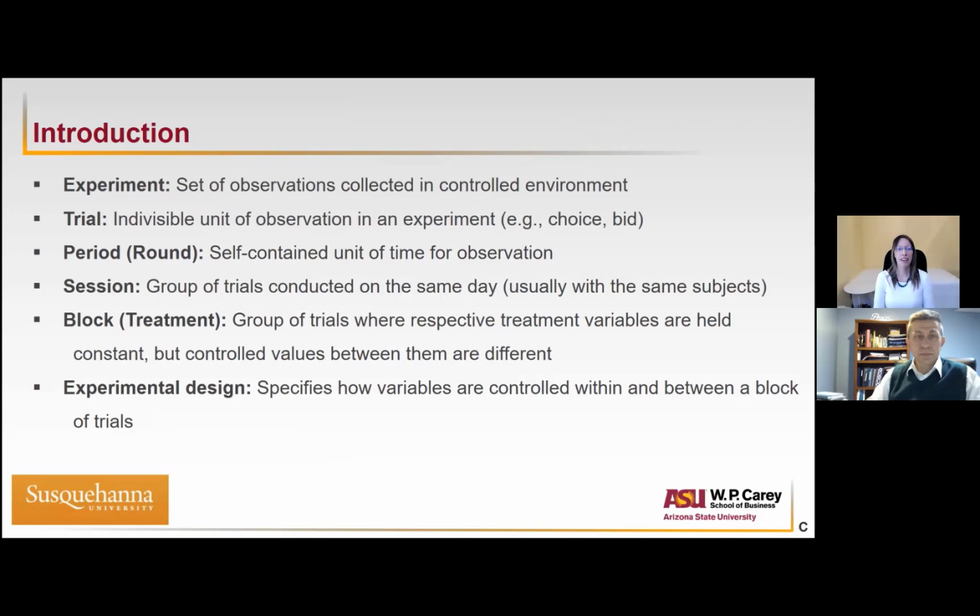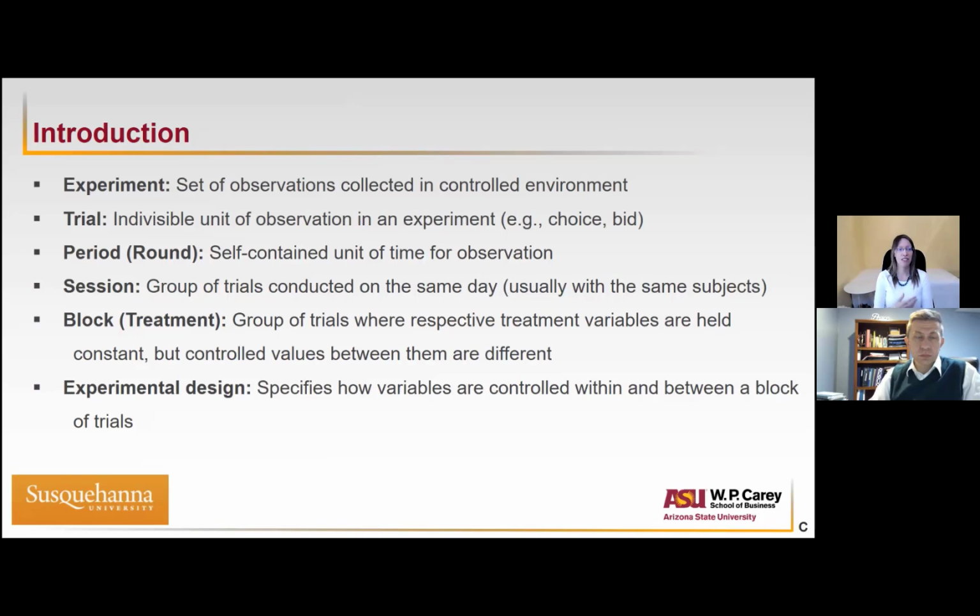Let me start by introducing you to some terminology that relates to economic experiments. So what do we mean when we talk about an experiment? We talk about a set of observations that we collect in a controlled environment. And you can think, for example, of a lab at a university where we do a study to figure out, are people actually willing to pay more for organic apples compared to conventional apples?